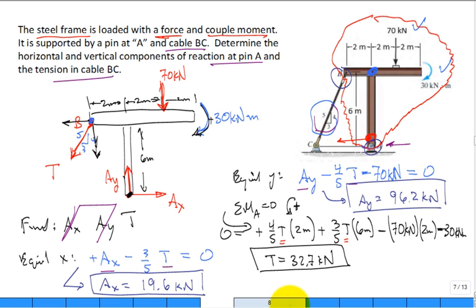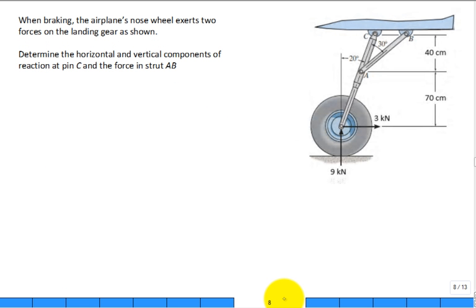One of the key things you'll get good at is looking at doing some of the moments first, because usually that's one way to eliminate and get one equation with one unknown. But you have to solve a few problems yourself before this is realized.